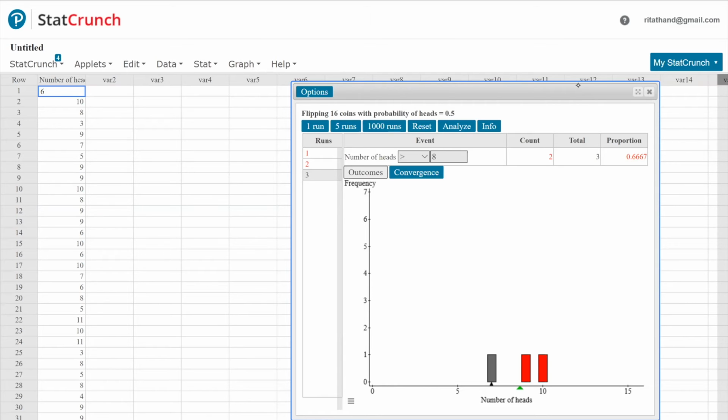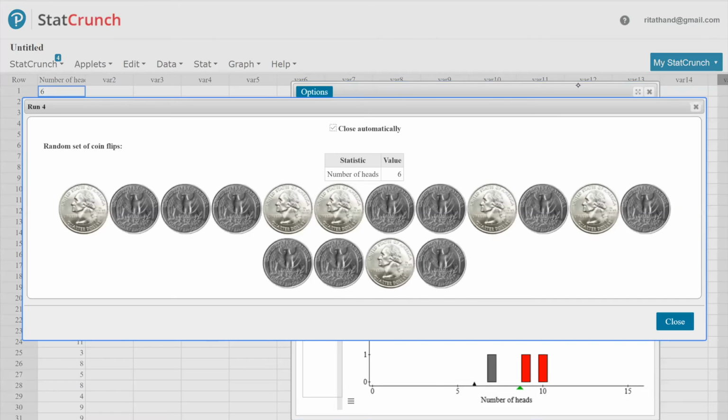If you flip a coin 16 times and the probability of getting a head is 0.5, like a half chance, that means in theory you should have 8 heads after 16 flips. But as you can see, I've run this experiment 3 times, and I didn't get 8 heads. I got 9 heads, I got 10 heads, I got 7 heads. And this time, I even got only 6 heads.